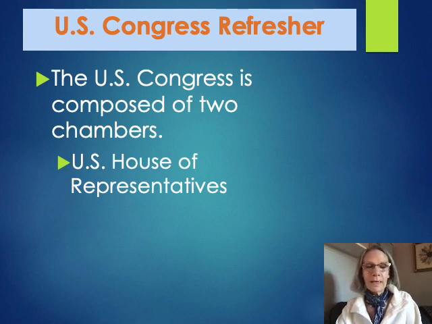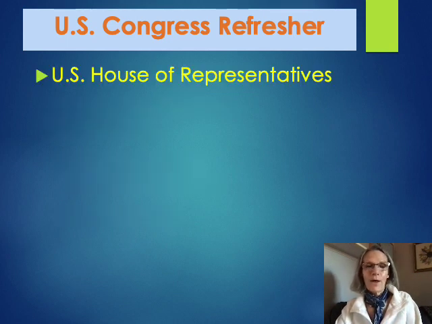One of the chambers is known as the U.S. House of Representatives, sometimes referred to just as the House, and the other is the United States Senate. So let's first focus on the United States House of Representatives. The House of Representatives is much bigger than the other chamber, the Senate.